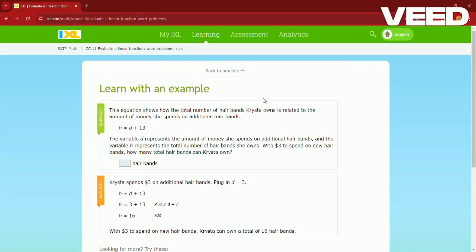This equation shows how the total number of hairbands Krista owns is related to the amount of money she spends on additional hairbands. H equals D plus 13. The variable D represents the amount of money she spends on additional hairbands, and the variable H represents the total number of hairbands she owns. With $3 to spend on new hairbands, how many total hairbands can Krista own? Just plug in the values, and then you have 16, okay?